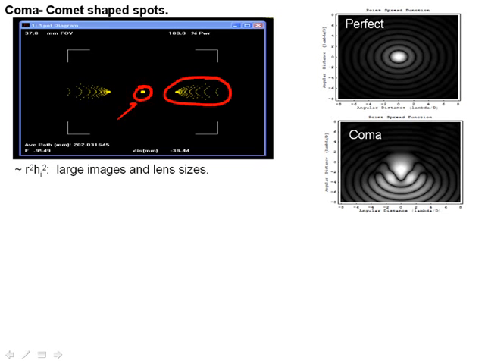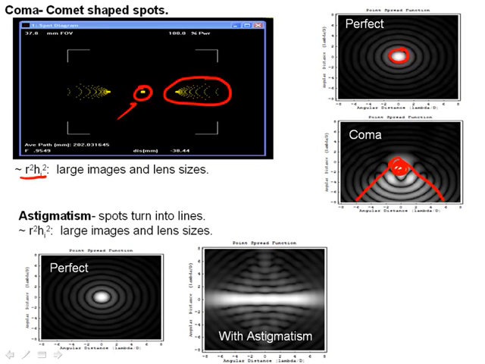Again, if we look at a perfect image here, we see a nice round dot. That's the best we can do. If you insert Coma into a system, you go from a nice round dot to almost a wedge-shaped dot, with the brightest area of the dot being right there. This aberration is proportional to r squared and h sub I squared, so it gets worse both as your lens size increases and as the size of the image increases.